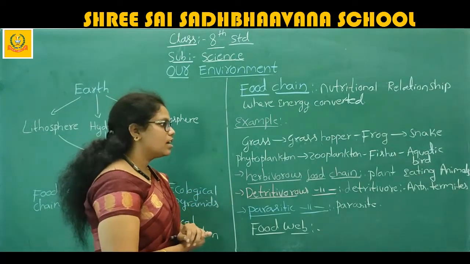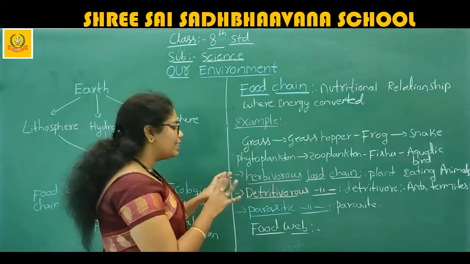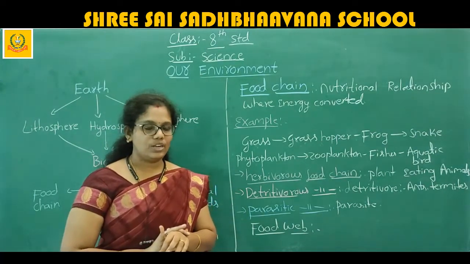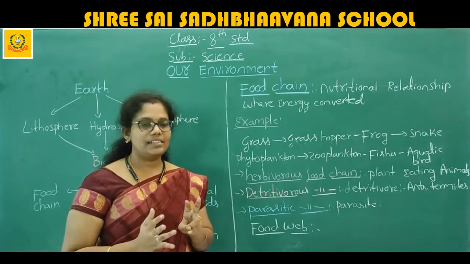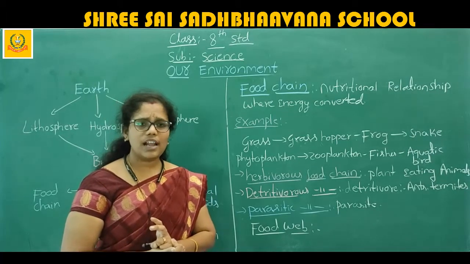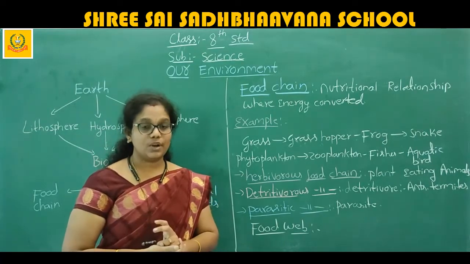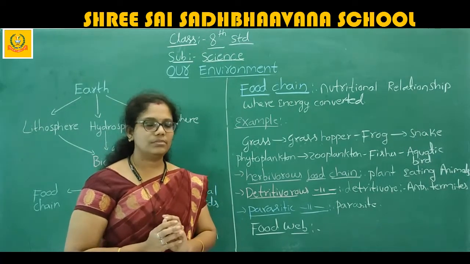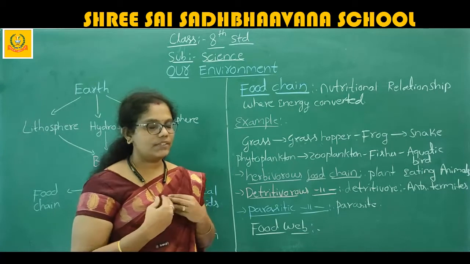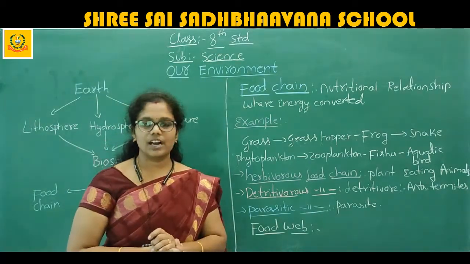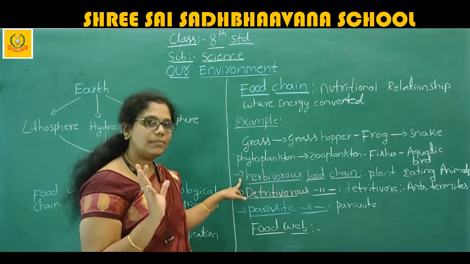What is this herbivorous food chain? Herbivorous means the animals that eat only plants are known as herbivorous animals. What then is carnivorous? Carnivorous means the animals which eat only animals. Omnivorous means those which eat both plants and animals. We are omnivorous, Homo sapiens, right? We eat both plants and animals. That's why we call it Homo sapiens. Therefore, herbivorous means the animals which eat only plants.